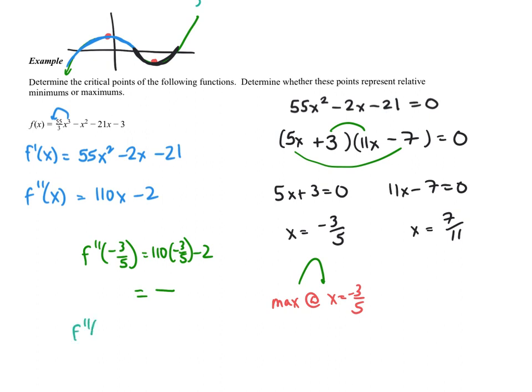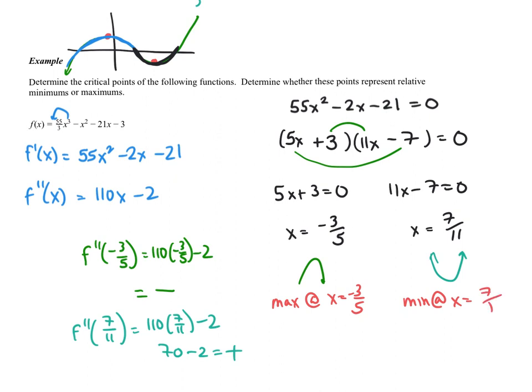And then I can do f double prime of 7/11, which is going to be 110 times 7 over 11 minus 2. So if I put that in, 110 divided by 11 is 10, so that's 70 minus 2, so that's definitely positive. So that's going to concave up, which means there's going to be a min at x equals 7/11.